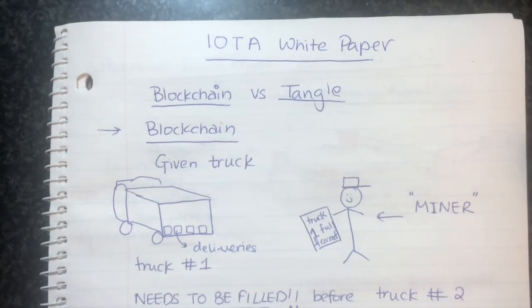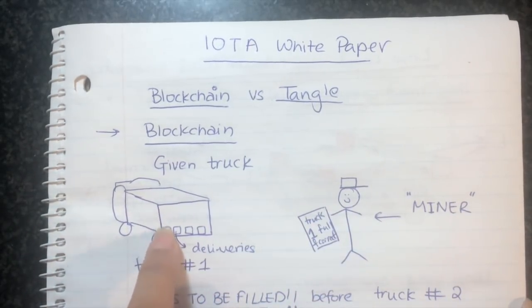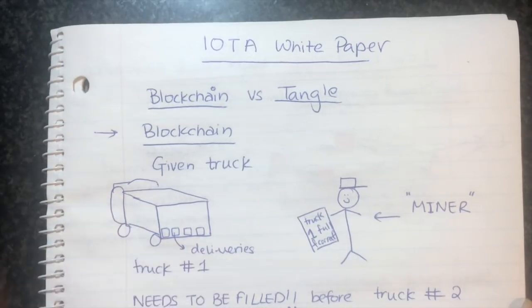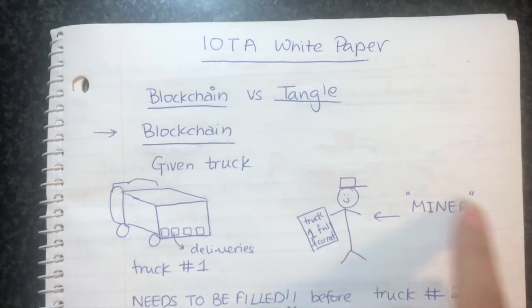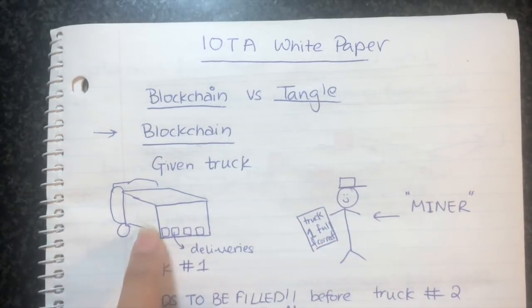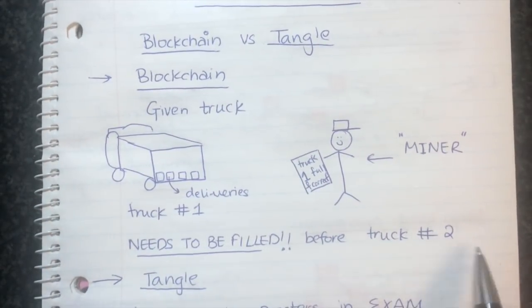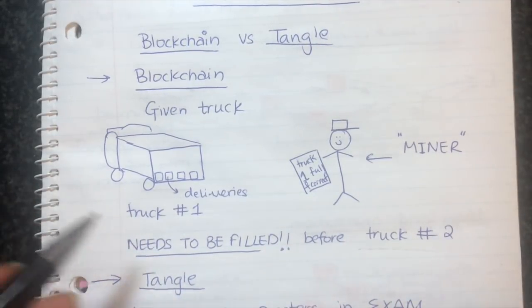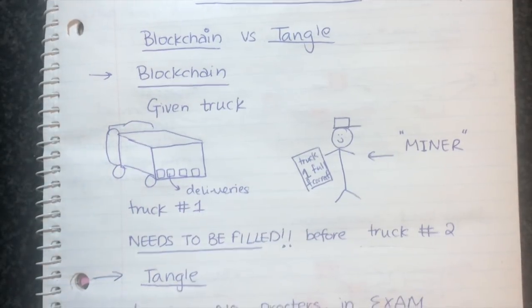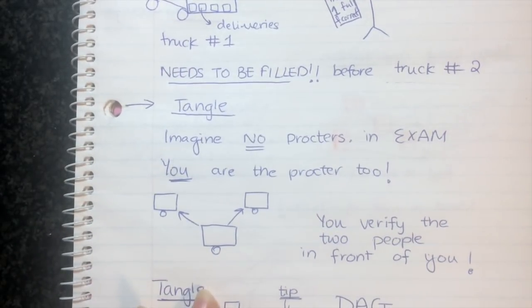Now, what exactly is mining? Mining can be thought of as somebody who just checks whether the deliveries are right. It will confirm whether these transactions look all good, and then send it off. So this can be the miner who just makes sure and checks that all the transactions in there are good. It needs to be filled before we go to truck number 2. It doesn't make sense to create another truck if they all are going towards the same destination before you send it.